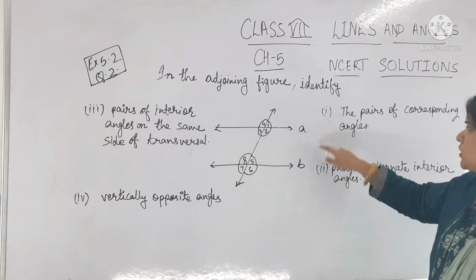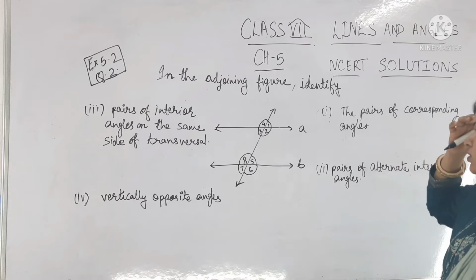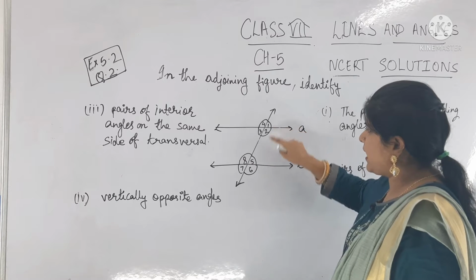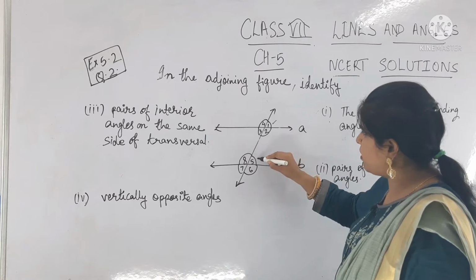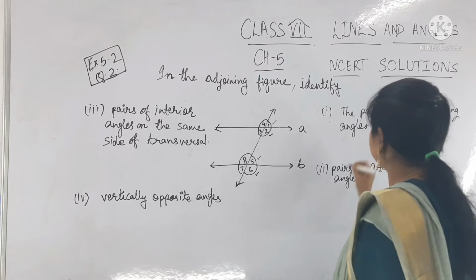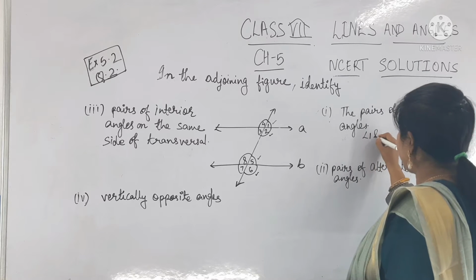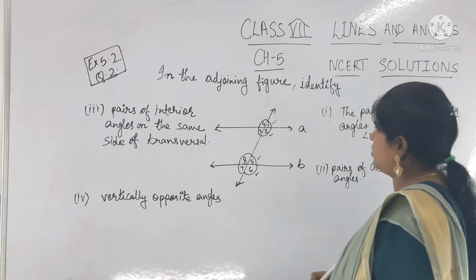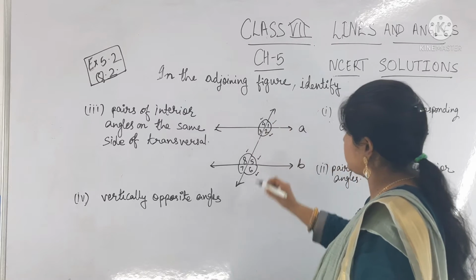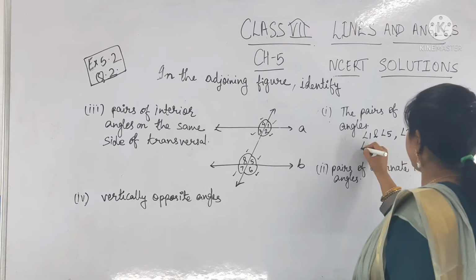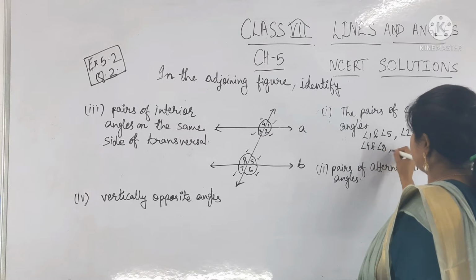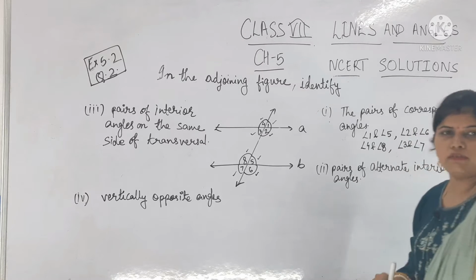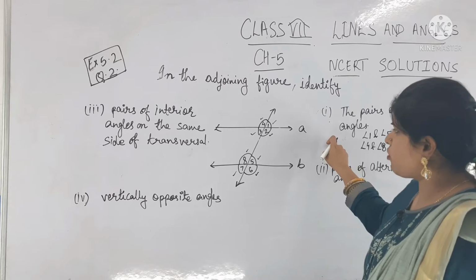Number first is the pairs of corresponding angles. Here the corresponding angles are angle 1 and angle 5, this above and this below, then angle 2 and angle 6, then angle 4 and angle 8, and angle 3 and angle 7, right. So these are the pairs of corresponding angles.